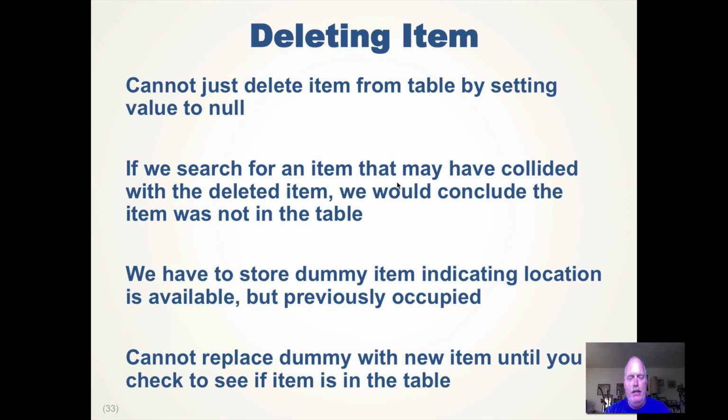So you can't insert into that available space until you make sure that the item's not already in the table, because you don't want to add this item into the table twice. So you have to search all the way until you find null before you insert at that first dummy, which is one of the issues with open addressing and probing. So deleting items is difficult because you've got to stick in a dummy item that indicates that the space is available if you check the entire table. It is a tricky way of doing things.